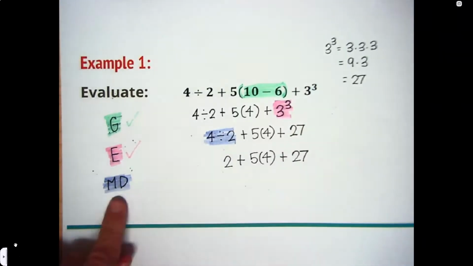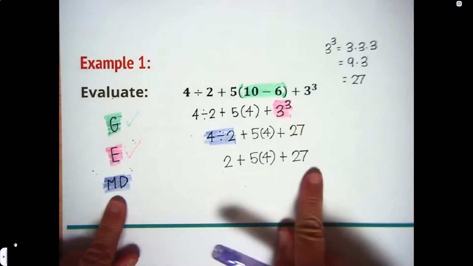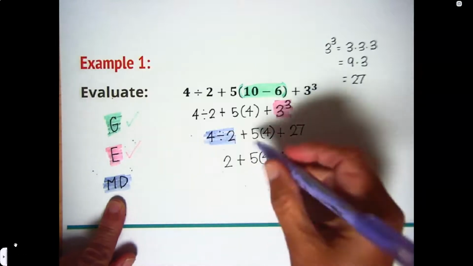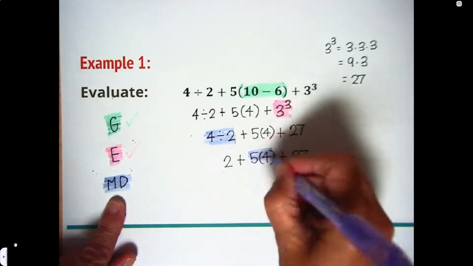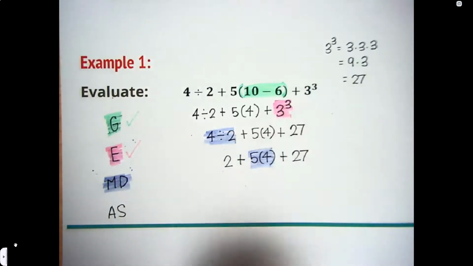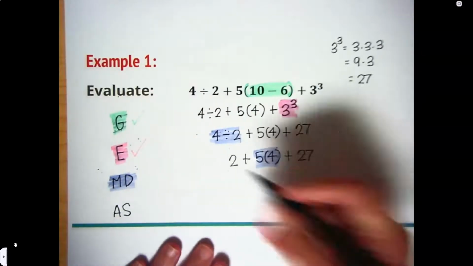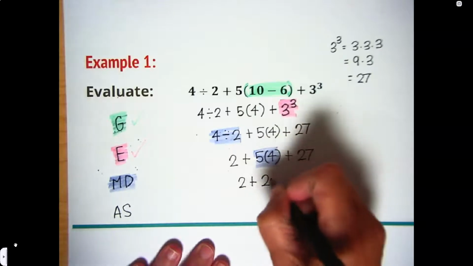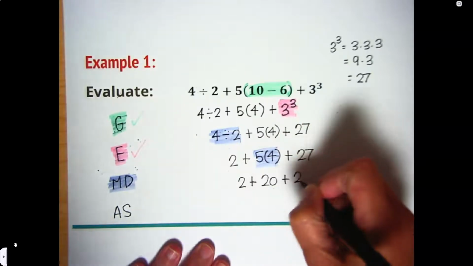Now, looking again in this line, any more multiplying and dividing? Because I don't want to go on until I have it all done. And I see right here in the middle, I've got this multiplication that needs to be done. So I'm going to handle that next. So 2 plus 5 times 4 makes 20, plus 27.